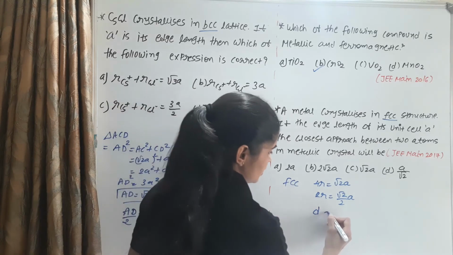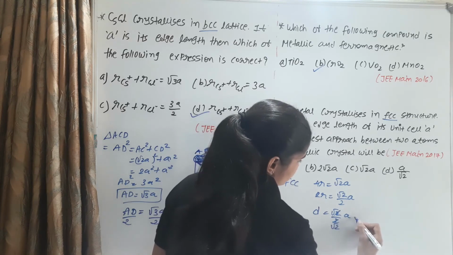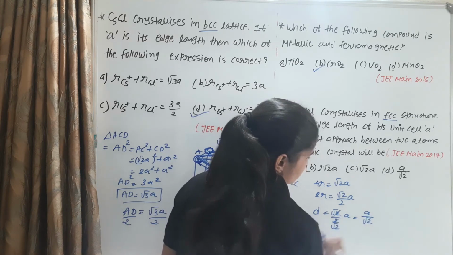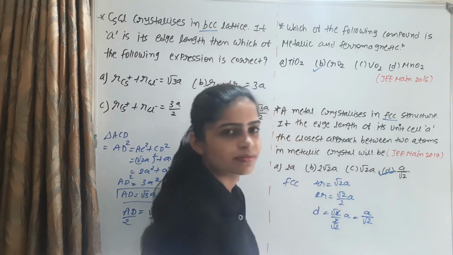So D is equal to √2 a by 2, which is a by √2. D is equal to a by √2. This is the right answer.